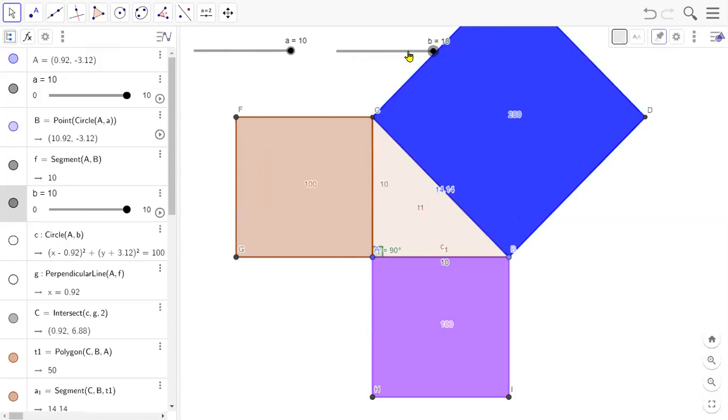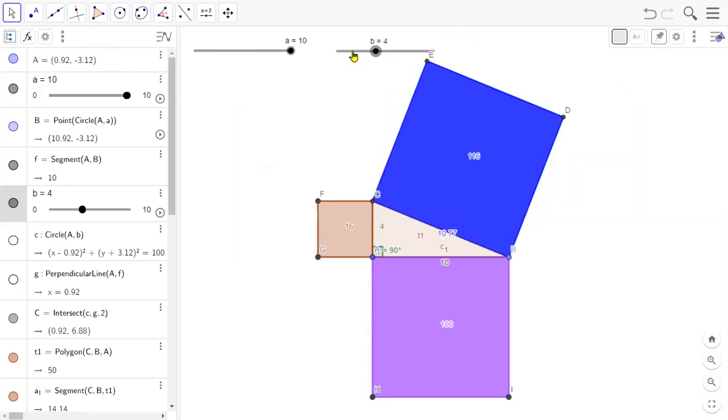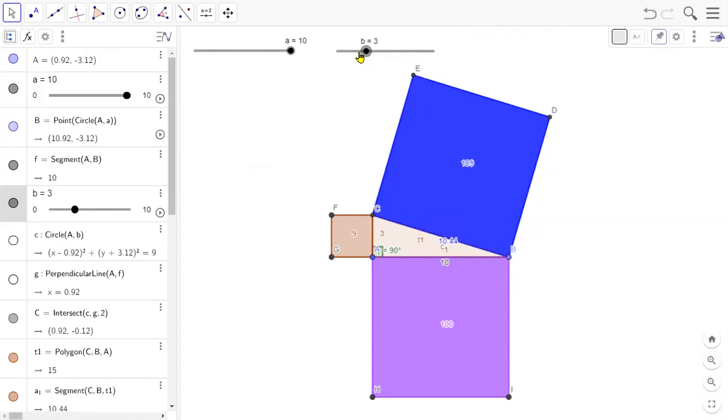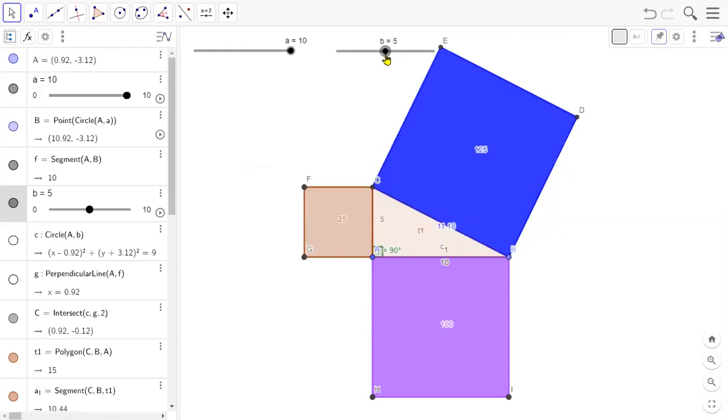This statement is valid for all measurements, but the very important thing is the triangle should be a right angle triangle. It is only applicable for a right angle triangle.